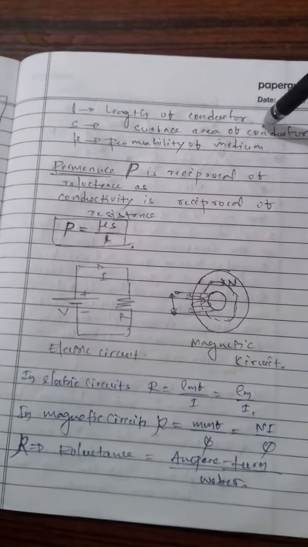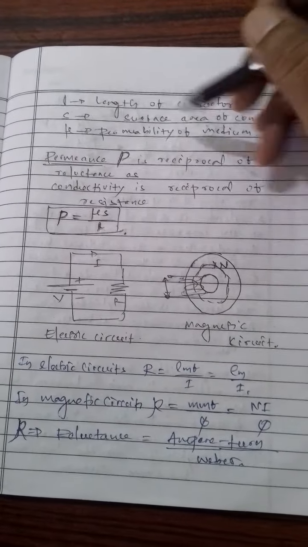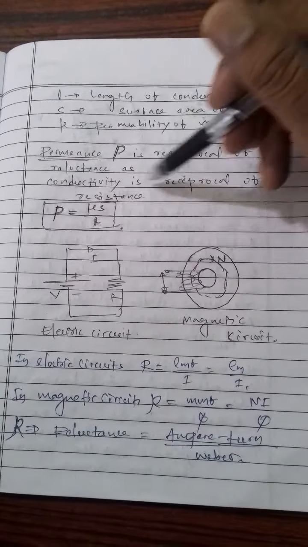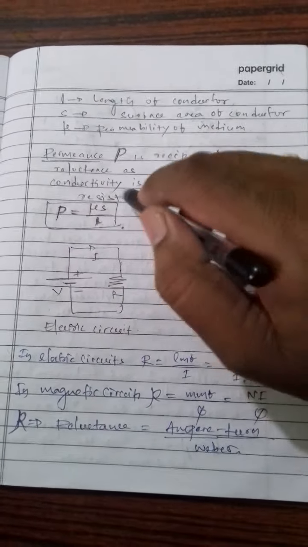L is equal to the length of the conductor, S is the surface area of the conductor, mu is the permeability of the medium. Permeance is the reciprocal of the reluctance, as conductivity is the reciprocal of resistance. This is mu S upon L.